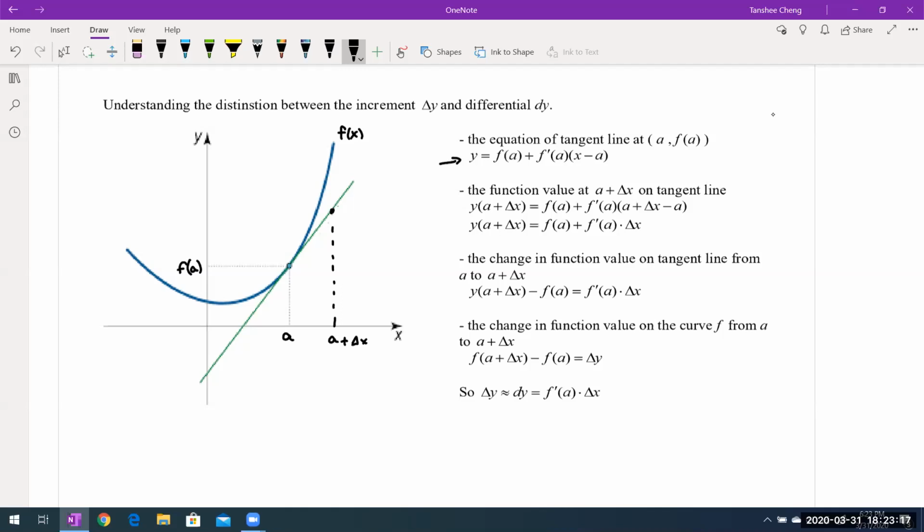Okay? So now the y value, right? The function value at a plus delta x on the tangent line is equal to f of a plus f prime of a times delta x.